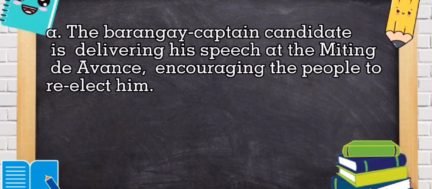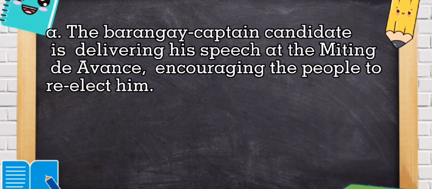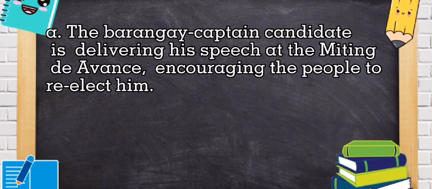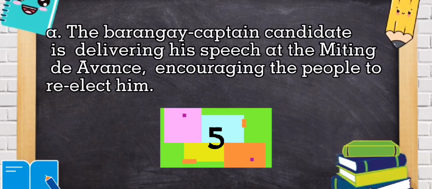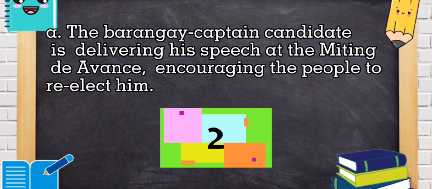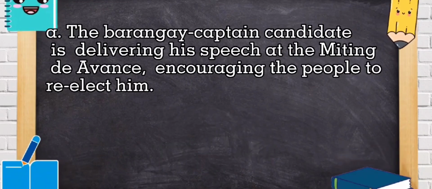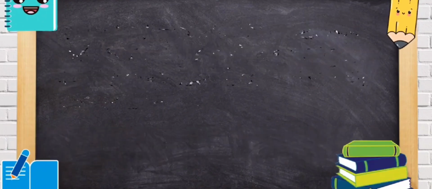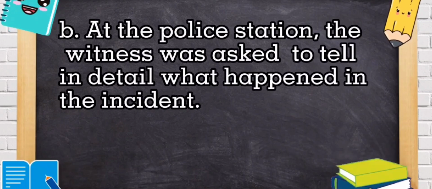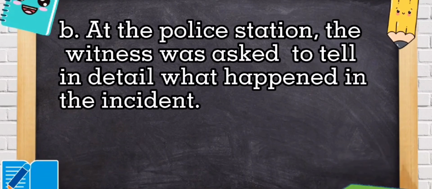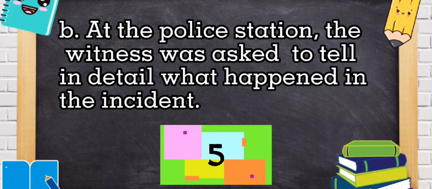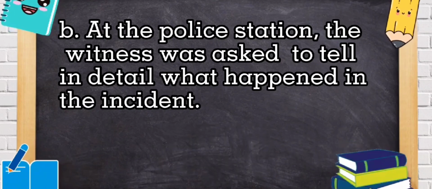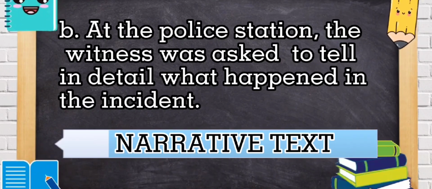A. The barangay captain candidate is delivering his speech at the meeting de avance, encouraging the people to re-elect him. What text type is used? Yes, you are correct. It is persuasive. B. At the police station, the witness was asked to tell in detail what happened in the incident. Very good. The answer is narrative text.